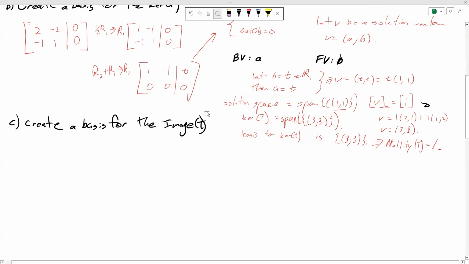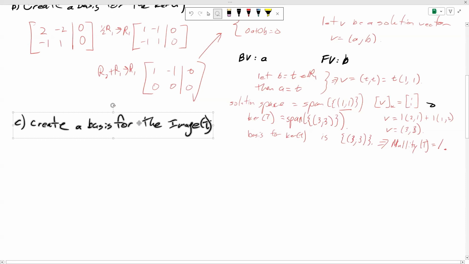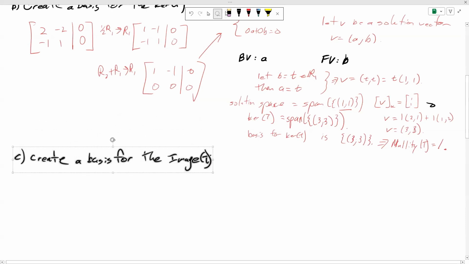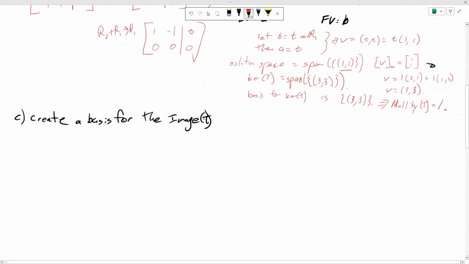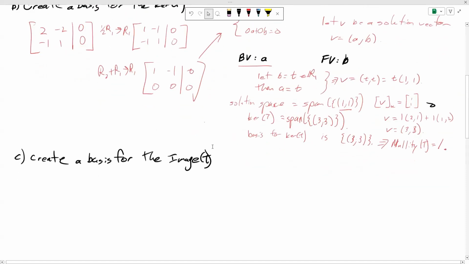Now we're going to bring this down a little bit for our discussion, and look at creating a basis for the image of T. To create a basis for the image of T, we're just going to take what we've already done. We have our basic variables and our free variables, and we want to span the column space. So we want to look at the span of the vectors (2, -1) and (-2, 1).